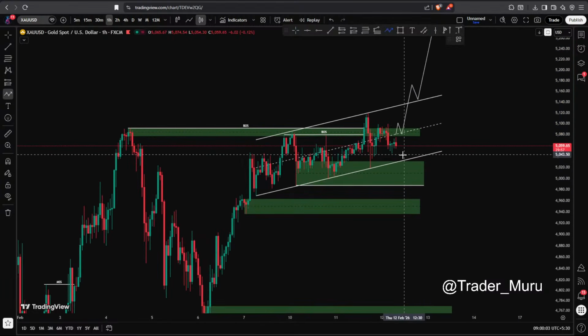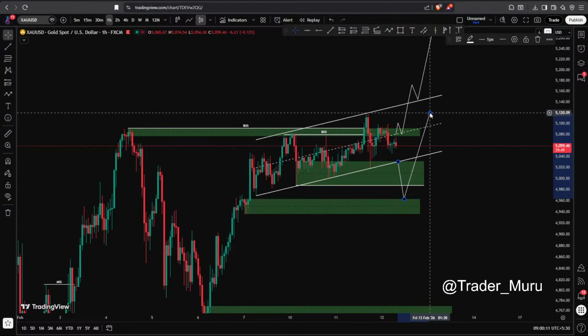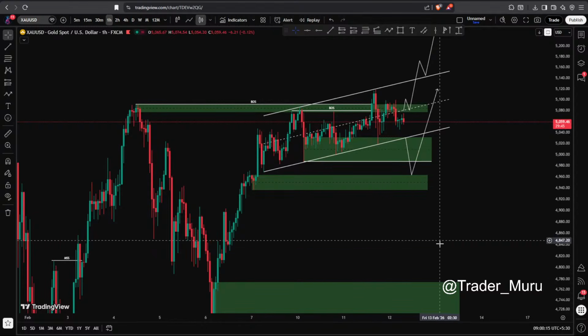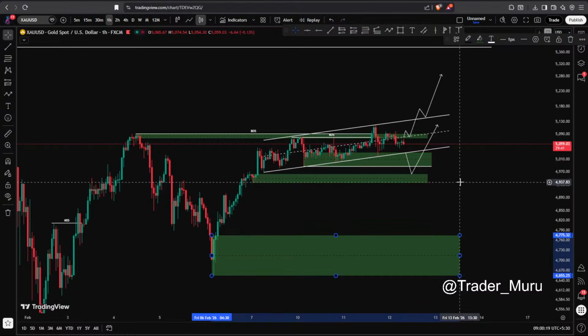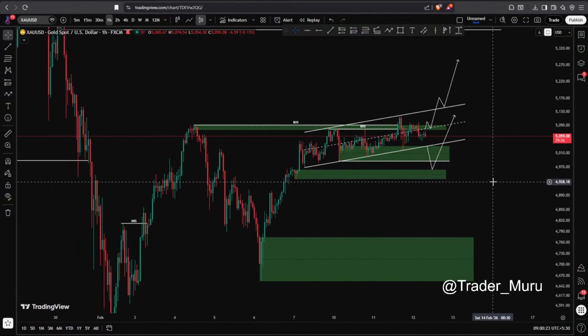If it doesn't hold this bottom trend line and breaks below it, then we will watch for these green zones, and then we can say it can pump. If we have a change of character in 1 hour time frame, we will target this zone here around 4775. So this is the current structure of gold right now, guys. If you have any questions, you can ask me.